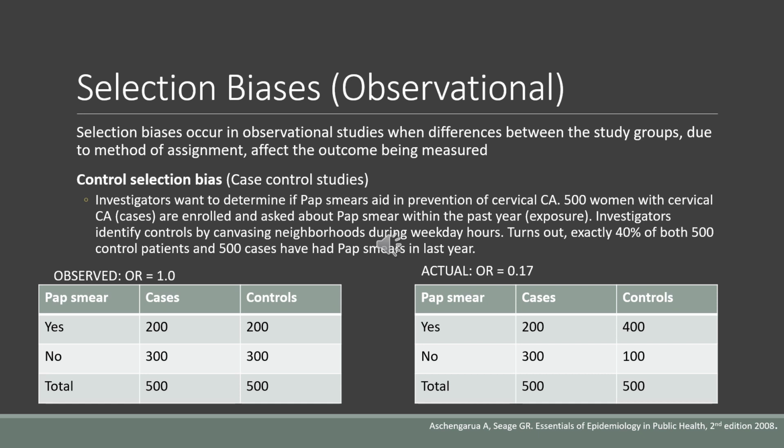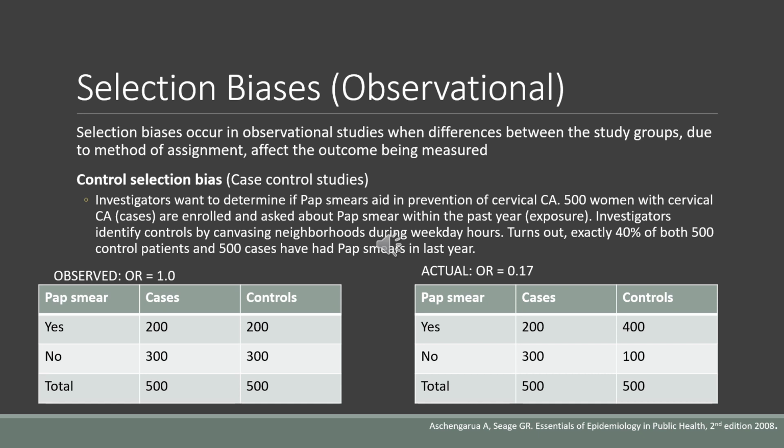Let's say that you're involved in a study where you want to determine if pap smears aid in the prevention of cervical cancer. So you take 500 women with cervical cancer, those are your cases, and you ask whether or not they've had a pap smear within the previous year, which is your exposure. You then identify controls by canvassing neighborhoods during weekday hours. On the left-hand side of your screen, these are your observed results: exactly 40% of your control patients and 40% of your cases have had pap smears in the last year.